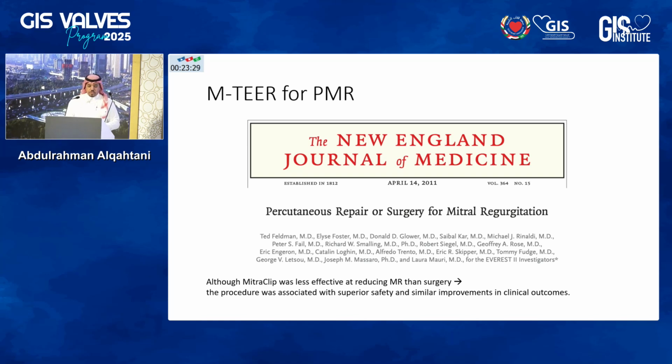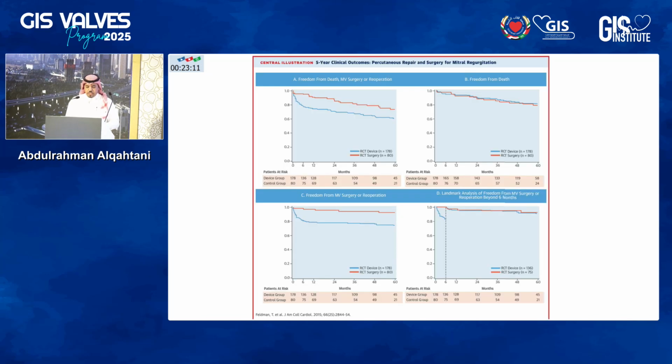So for mitral tricuspid, mitral edge-to-edge repair, that's a publication of FRS basically showed that mitral clip compared to surgery was effective in reducing MR, though less than surgery, and it's associated with superior safety with similar improvement in clinical outcomes.